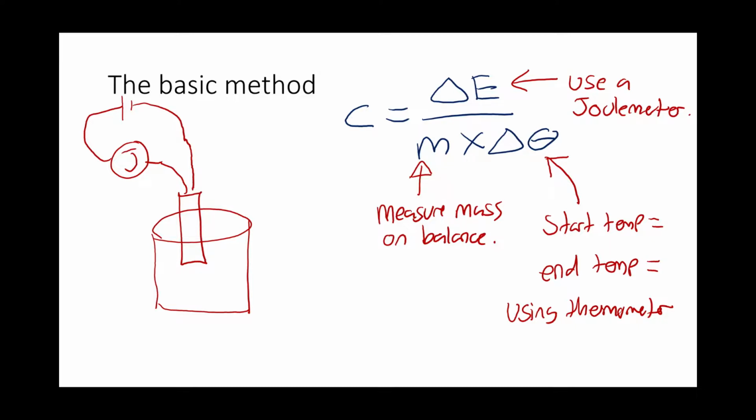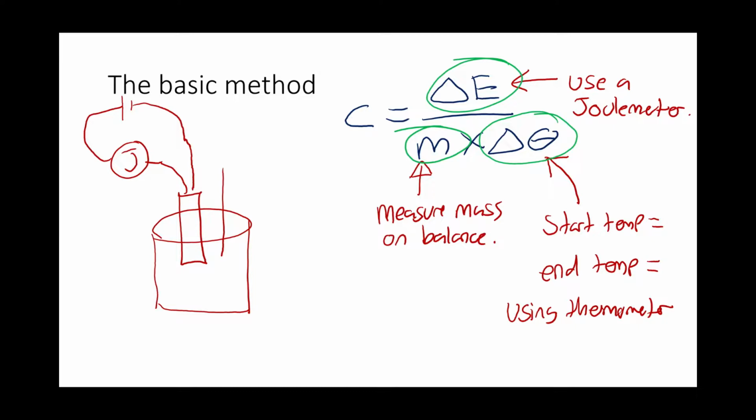What else do we need? Well, we need the thermometer, so the thermometer's in there. And this is all we need. We've now got everything we need to measure the energy with the joule meter, to measure the mass on a balance, to measure the temperature at the start and at the end using a thermometer, find the difference, and we can now calculate the specific heat capacity. That is the basic method, and it will work okay.